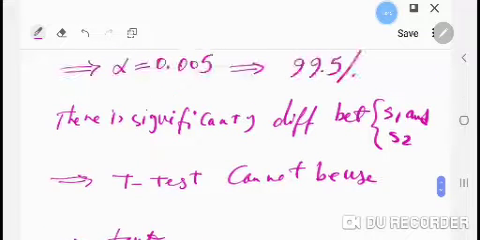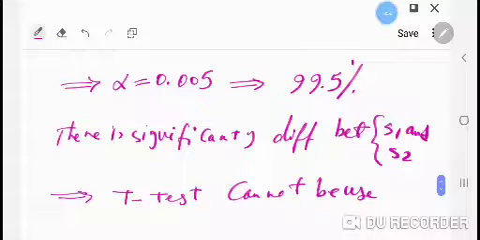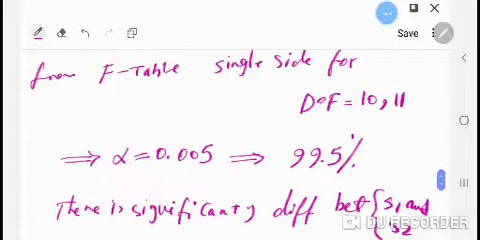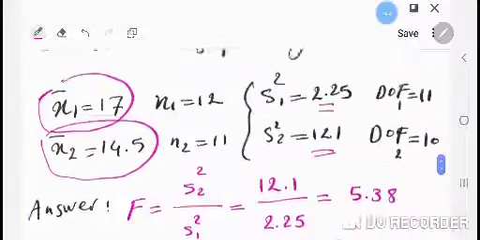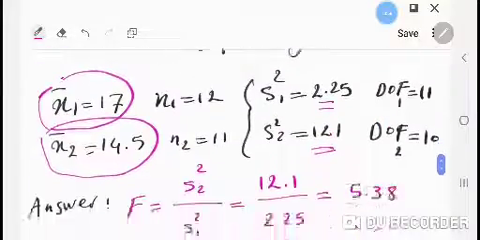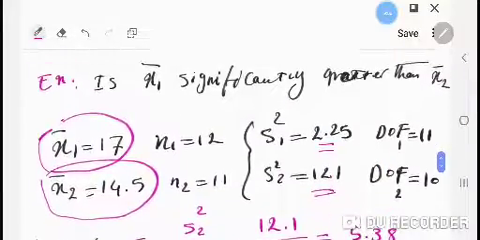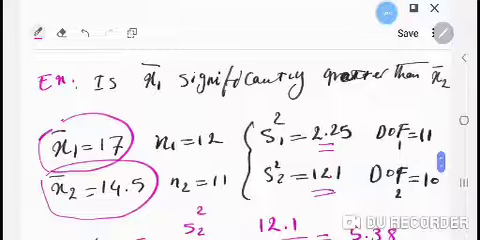If there was no significant difference between S1 and S2 from the F-test, we can use the t-test for determining the significant difference between these two means.